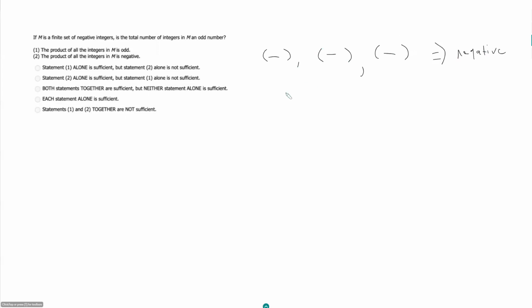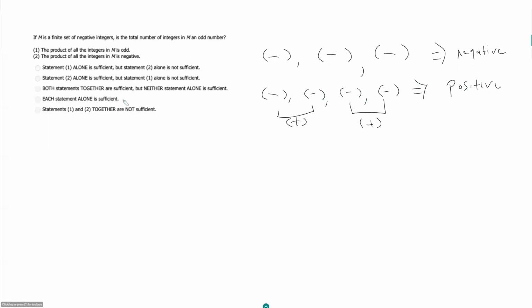Let's say I had 4 terms in my set. Well, in this case, both of these pairs flip to positive, so I have a positive product from each pair, and I just end up with a positive times a positive. So the whole thing is positive. So when I have an even number of terms, I'm always going to have a positive product. When I have an odd number of terms, I will always have a negative product.